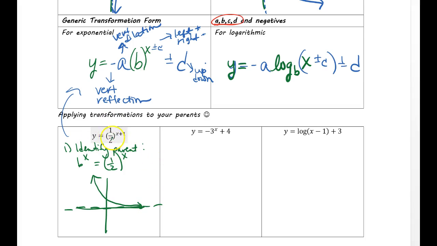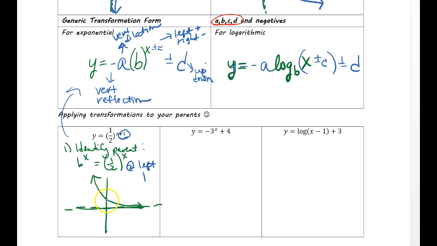We've only done 1/2 to the x. Now, the only thing left up here is this plus 1 that's in the exponent. So if you compare it to the box above, a plus 1 in the exponent is like the c, and the c moves something left or right. If it's a plus, it's going to move it to the left. So I know my step 2 is going to be left 1. Okay, so I need to pick this graph up and move it to the left 1 unit.